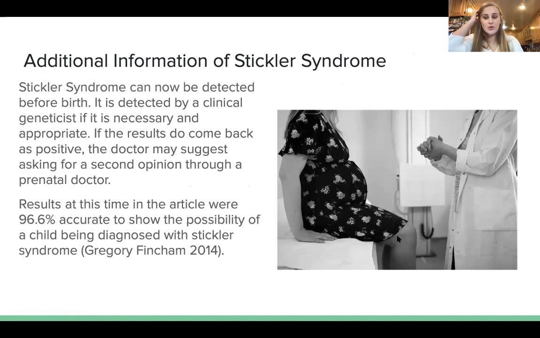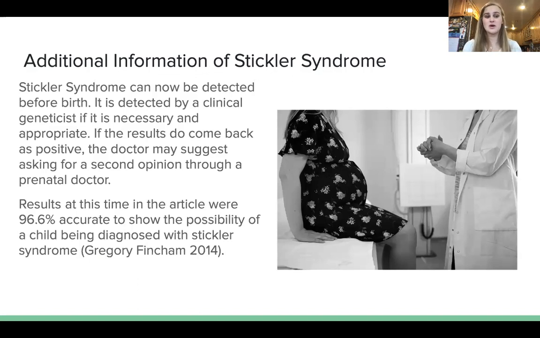All right. So I have additional information on Stickler syndrome. Stickler syndrome can now be detected before birth, which I thought was very awesome, that we're able to detect it really early on in a woman's pregnancy. It is detected by a clinical geneticist if it is necessary and appropriate. Not everybody gets tested for it, only if it's in your gene pool. And I think that is a very cool thing.